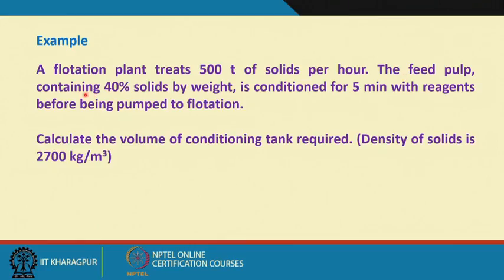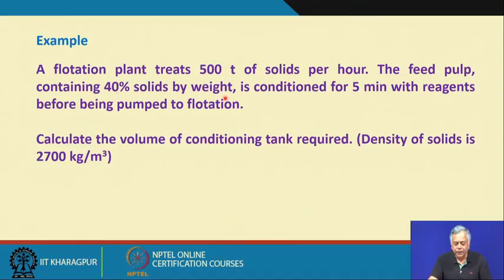but for that you need a preparation circuit. That is, before I feed it to the plant, I have a separate tank where I prepare the slurry for further processing. There the feed pulp, which has got 40% solids by weight, is conditioned in that tank with some chemicals, that is the reagents, for 5 minutes before being pumped to this cell.